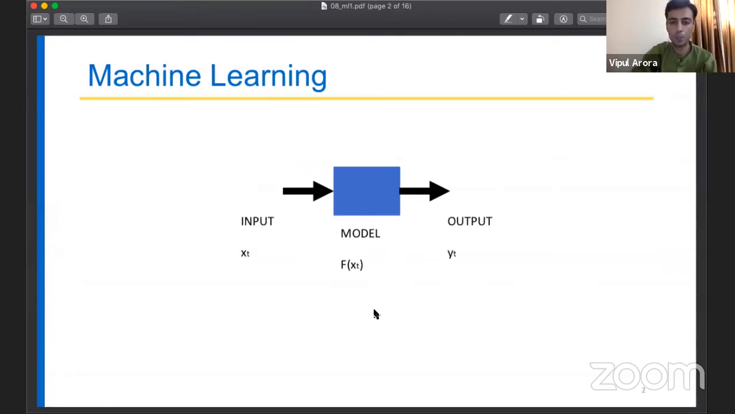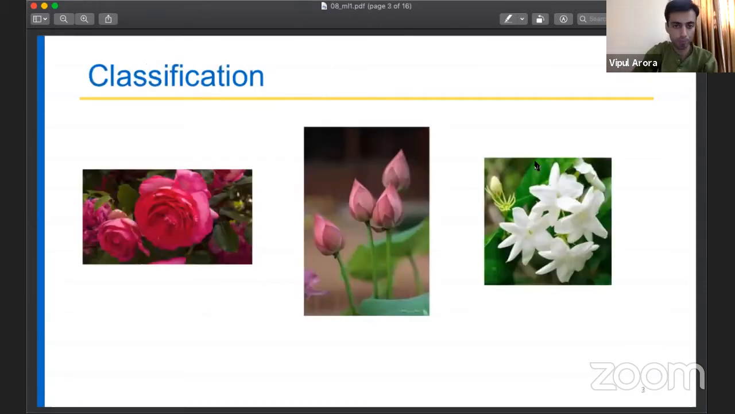You have some input to a model. This model will give some output that is more meaningful from a perceptual point of view. An example could be classification. I want to classify flowers. This is a rose, a lotus, and a jasmine. Given an image, I want to classify whether it's a rose or a lotus or a jasmine, right? So my answer will be one of these three. Either it's a rose or a lotus or a jasmine.